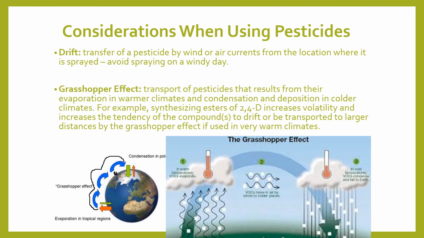This example of synthesizing esters of 2,4-D is just a type of pesticide and the effects of it. But carrying and having this grasshopper effect where it jumps and jumps, accumulates, and can cause these concentrations to get higher and higher, and all of a sudden we get towards that lethal dose and it gets more and more concentrated. Well, that's not good for ecosystems.